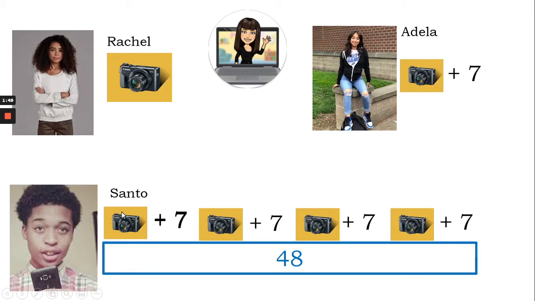Now Santo over here, I guess a future photographer, took 4 times as many. So look, there's 1, 2, 3, 4 groups of whatever plus 7. And we know that that completely equals 48.